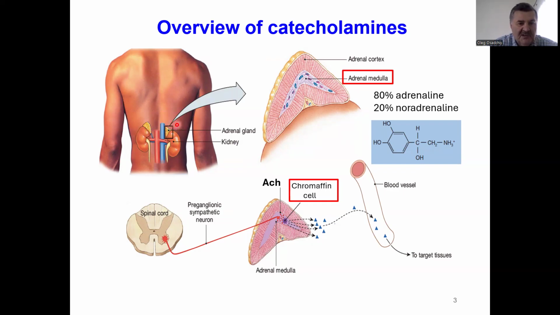just above the kidney. The adrenal gland has two important structural elements. This is adrenal cortex and the adrenal medulla. The adrenal medulla is made of chromaffin cells, and these cells secrete catecholamines. The main factor which promotes secretion of catecholamines is sympathetic stimulation, and this is because the chromaffin cells receive inputs from preganglionic sympathetic fibers that originate in the spinal cord.